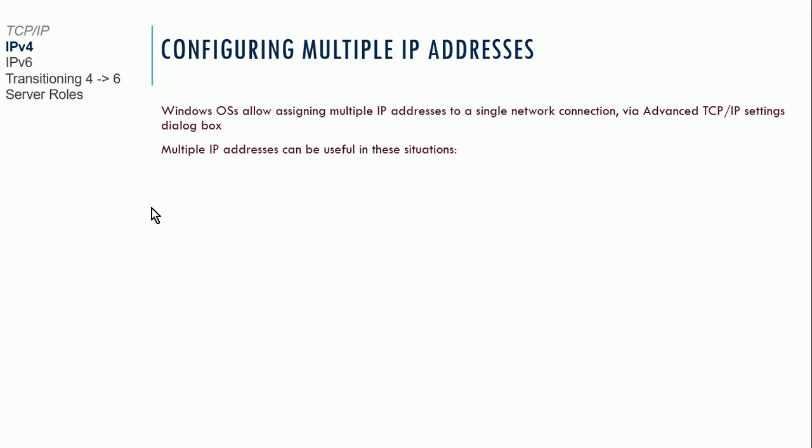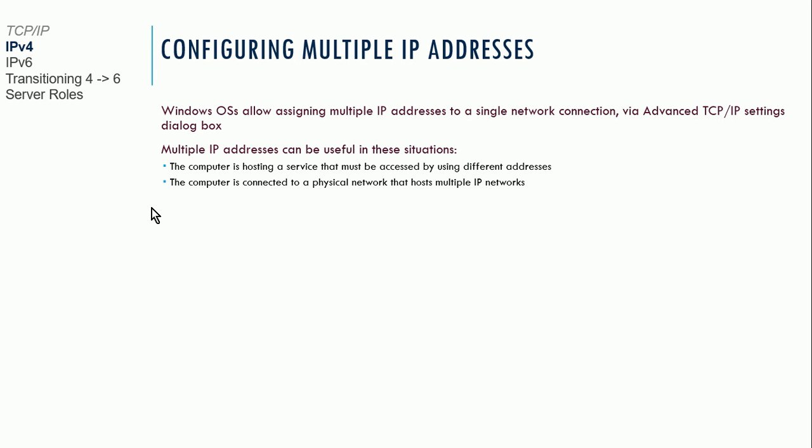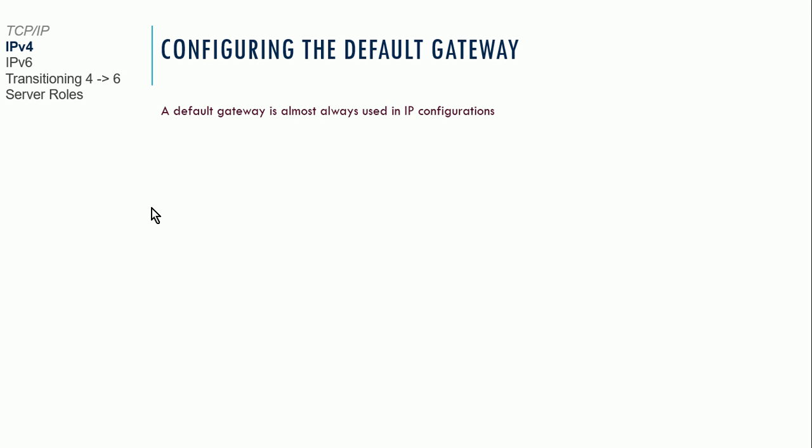The Windows operating system allows assigning multiple IP addresses to a single network connection. This is sometimes called multi-homing. So basically, you can assign multiple IP addresses if you have different computers in different networks that need to access the same server, for example, or you can use it as a router. The computer is connected to a physical network that hosts multiple IP networks. You can also use it for fault tolerance and things like that.